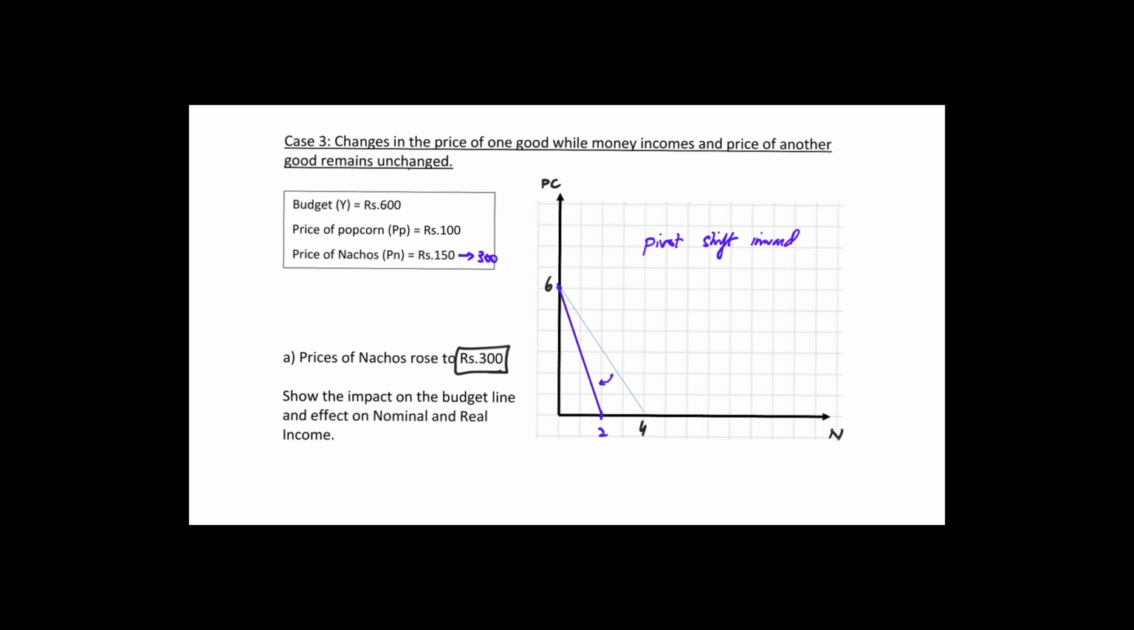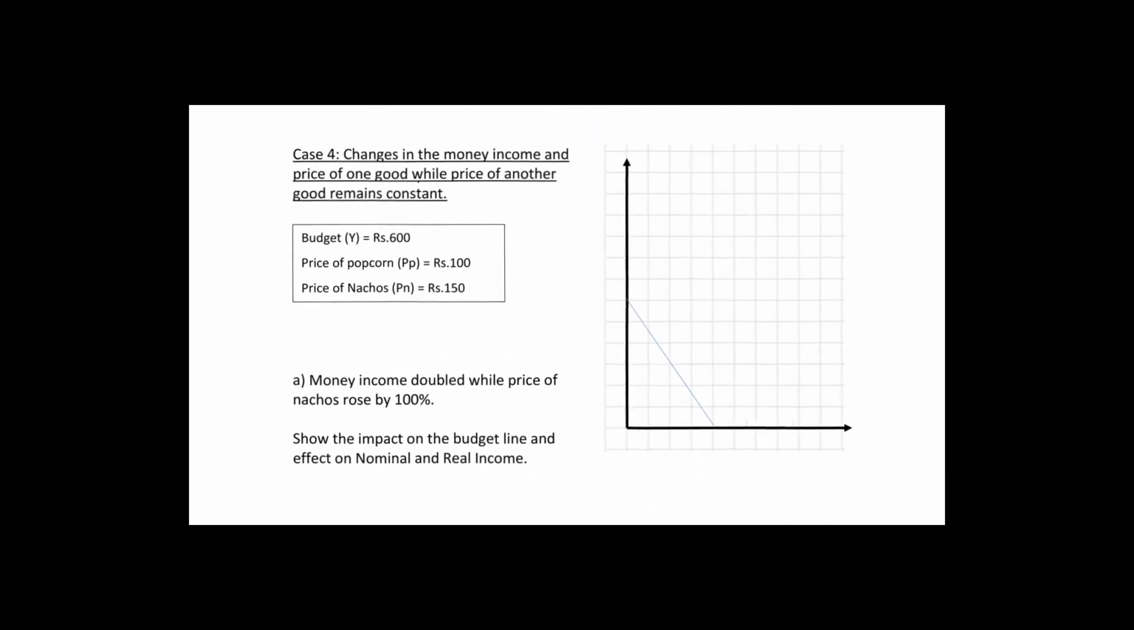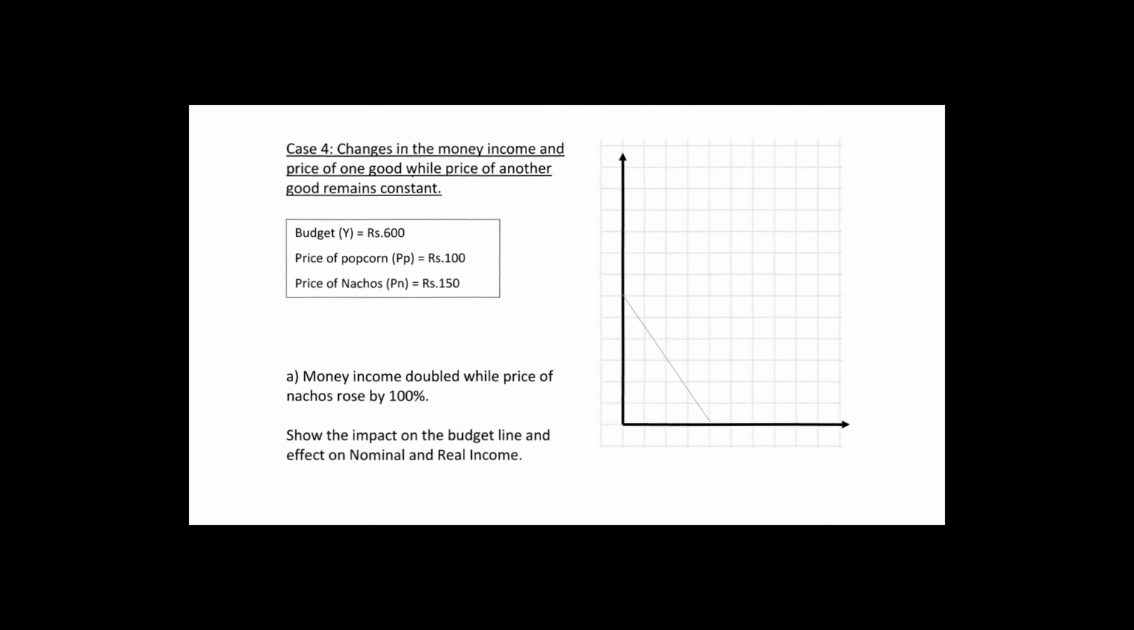But as far as our nominal and real are concerned, did money income change? It was 600 and it remained 600. So that means nominal income did not change. Your real income changed. Well, it fell because now you can buy lesser stuff. The area is going down. Excellent, thank you, sir.